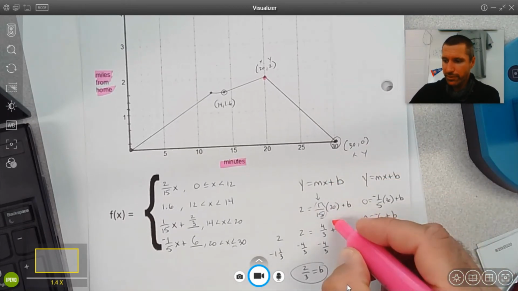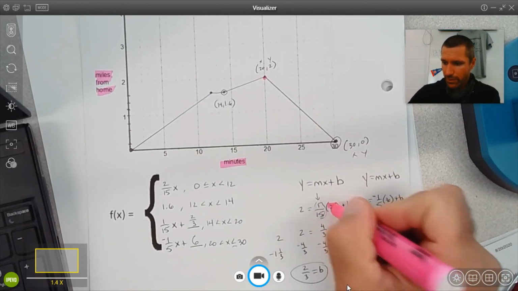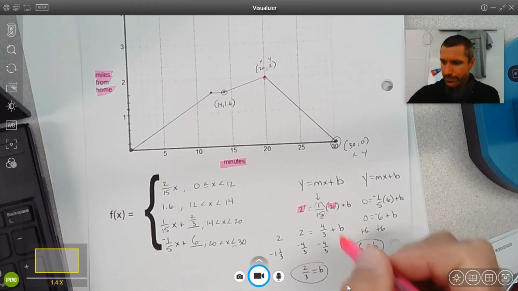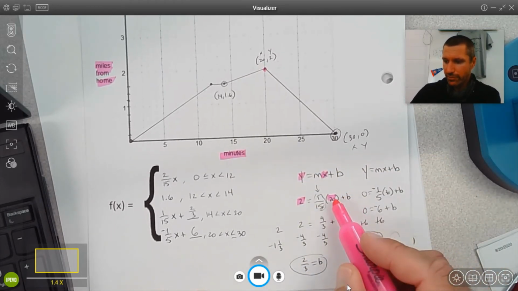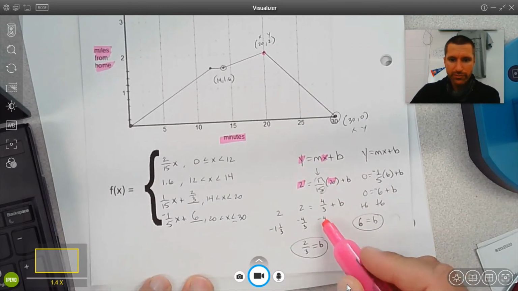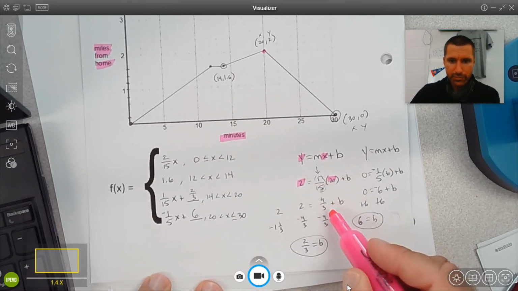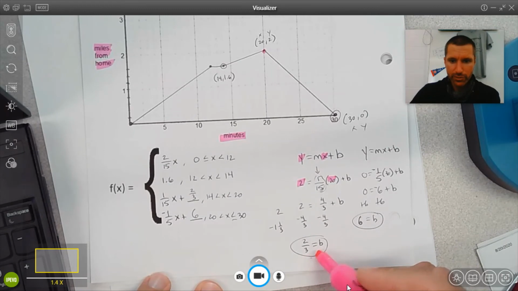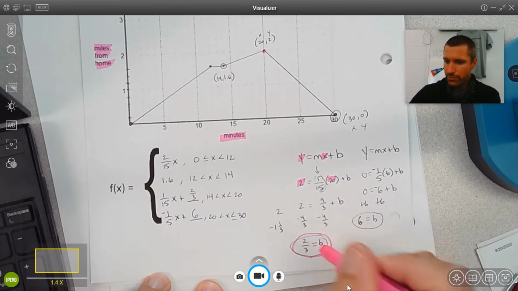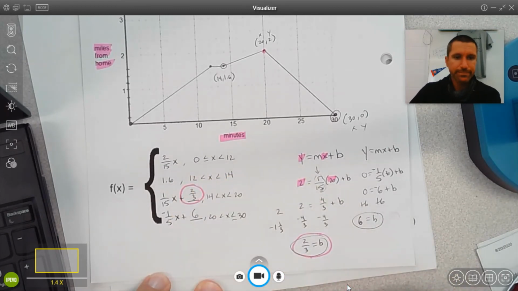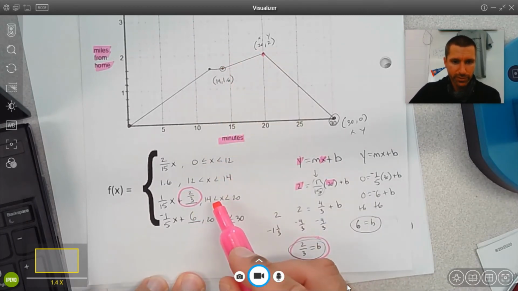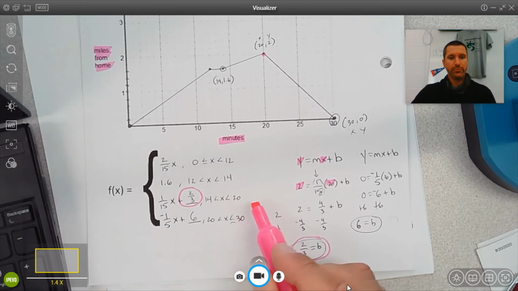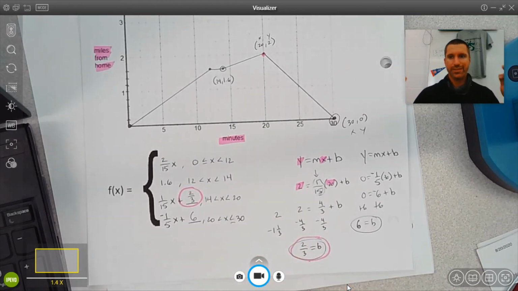So I plugged in 20 for x right there, and 2 for y, and we solved for b. And by doing that, we got 20 times 1/15, which is 4/3. Okay, and then subtract 4/3 from both sides, and it turns out to be 2/3. So that 2/3 you put right back here on the line. Okay, so we now have the full equation of phase 3, and you lay out the restrictions from minute 14 to minute 20, because it was a 6-minute interval.